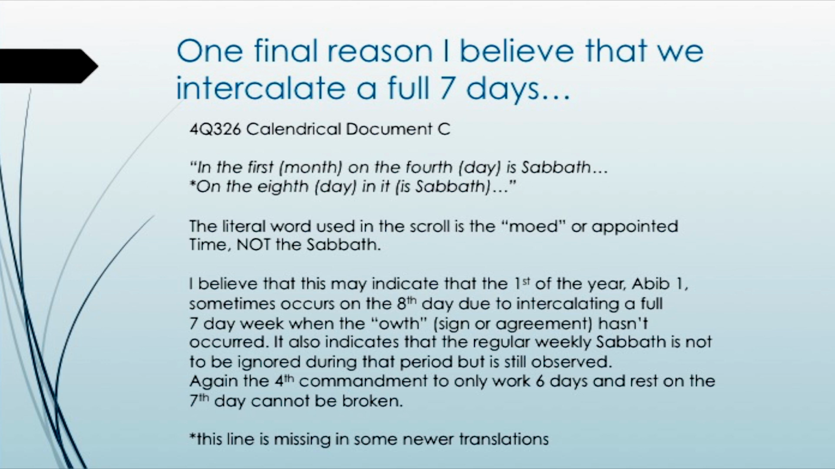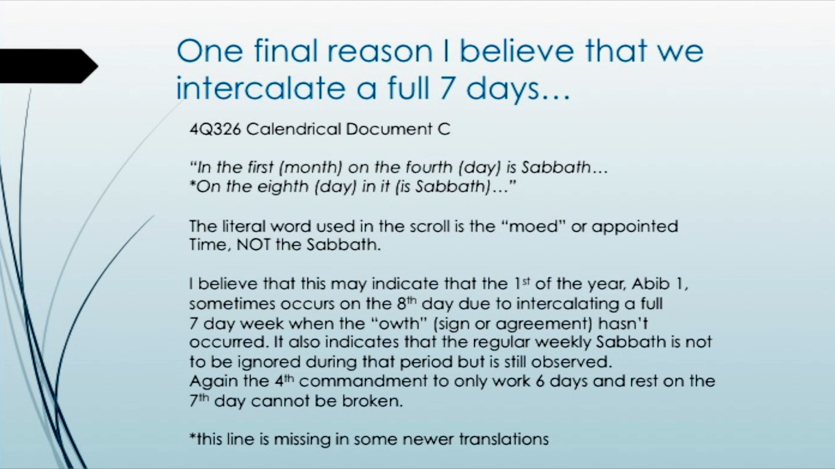One final reason I believe that we intercalate a full 7 days when the equinox occurs on what should be the first day of the year or passes what should be Abib 1 is in 4Q326, Calendrical Document C. We read, in the first month on the 4th day is a Sabbath. On the 8th day in it is Sabbath. That's what it says in the English translation, but if you read it from the scroll in Hebrew, it says on the 8th day in it is a moed, an appointed time. The literal word used in the scroll is moed, appointed time, not the Sabbath.